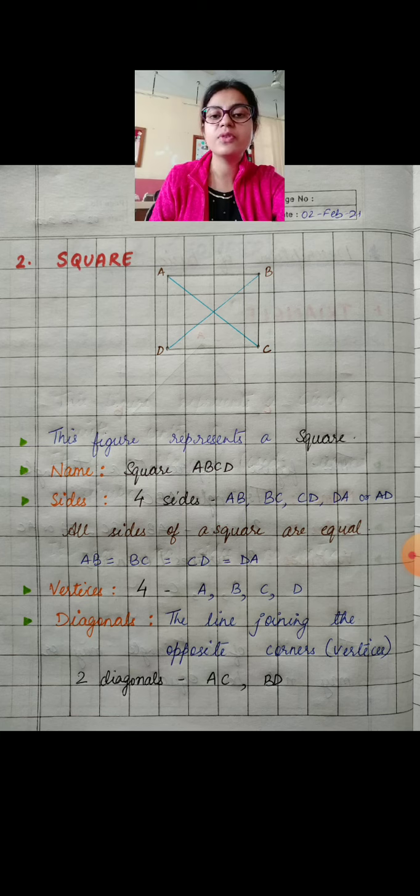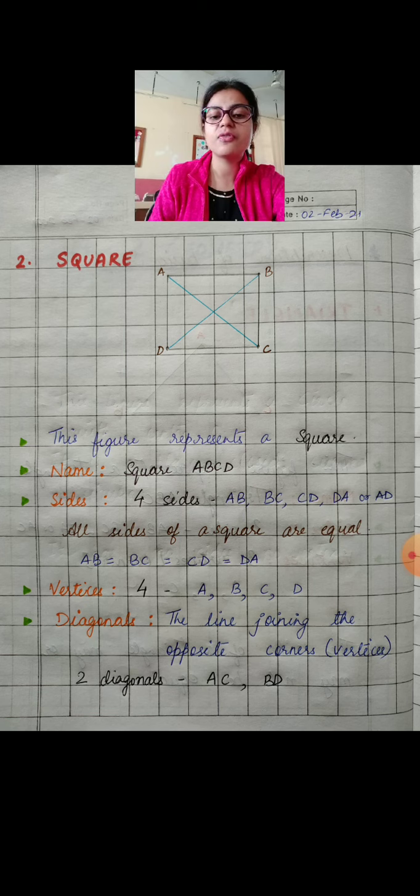So the name of the square will be square ABCD. Okay. You can take any alphabet, any letters of the alphabet, but they should be in the sequence. Okay. So the sides are 4 sides. How do you name the sides? You look at the figure and the lines which join the 2 corners become one side. AB, BC, CD and DA or AD are the 4 sides.